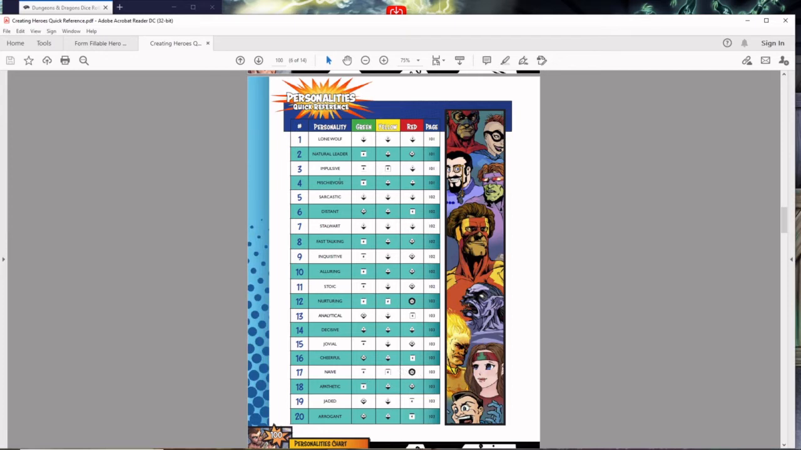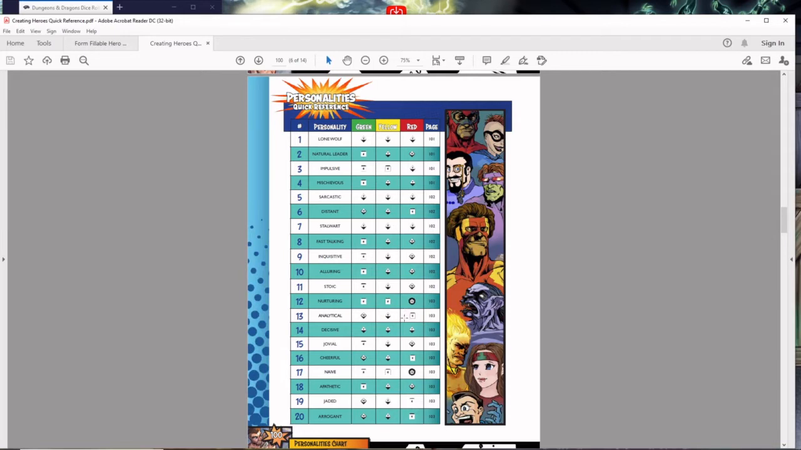With impulsive and mischievous, that's because those 2 provide additional benefits that are unusual compared to the other personalities. Nurturing and naive just give D12s in the red zone, so that when things really hit the fan, you are extremely capable.